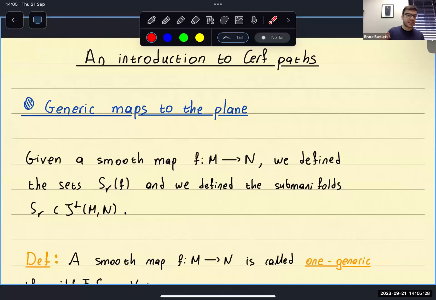I basically want to start where we left off yesterday. So a little bit of a reminder for what the context is and what we want to do today. I first want to start talking about generic maps of the plane. And then we'll use that a little bit to build towards the Thom-Boardman stratification. And then we'll go from there.